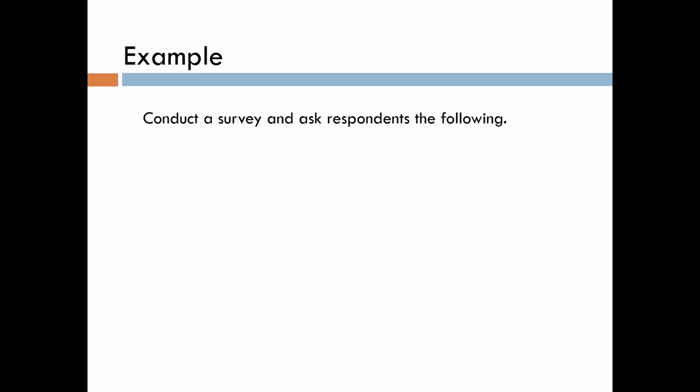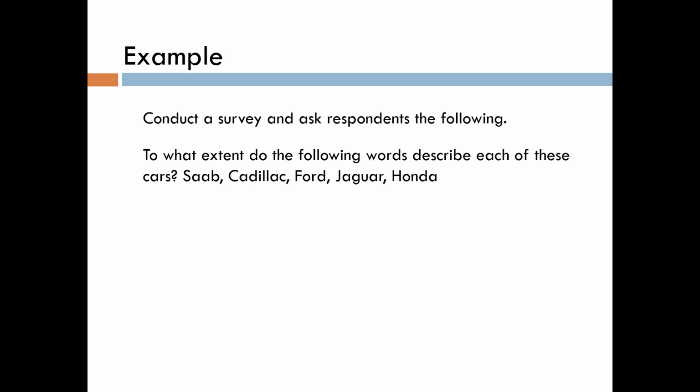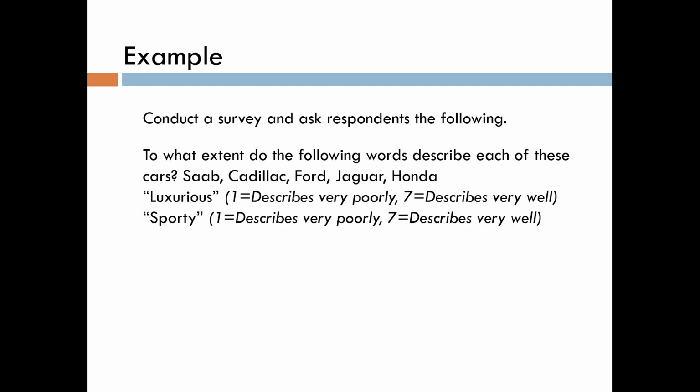The best way to understand how perceptual mapping works is by taking an example. Let's say you conduct a survey about people's perception of cars and ask respondents, to what extent do the following words describe each of these cars, and you give them a set of cars to rate: Saab, Cadillac, Ford, etc. Respondents are asked to rate the cars on a scale from 1 to 7, where 1 means describes very poorly and 7 means describes very well. The attributes on which the cars are rated are luxurious and sporty.